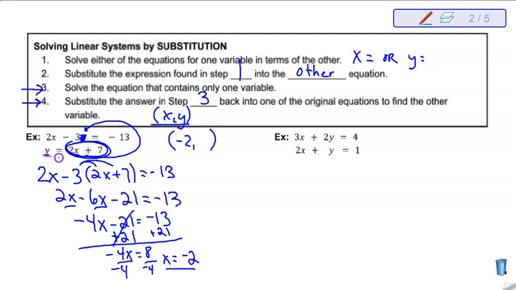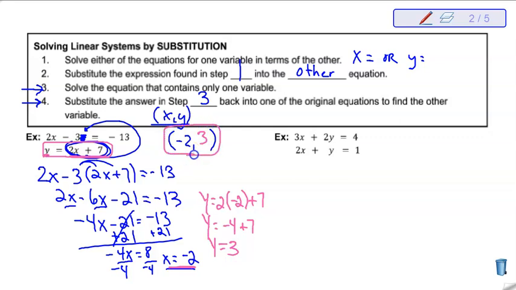In order to do that, I'm coming right back to this equation. It explicitly told me that y equals take 2 times the x value and add 7. So y is found by taking 2 times the x value that we found down here and adding 7. So y here is negative 4 plus 7, which is 3. So negative 2, 3 would be our final answer for that solution.